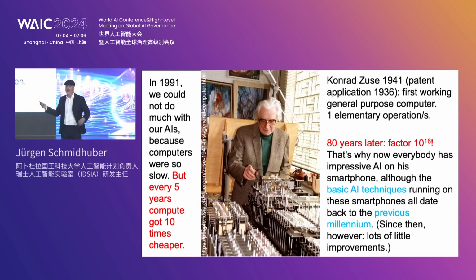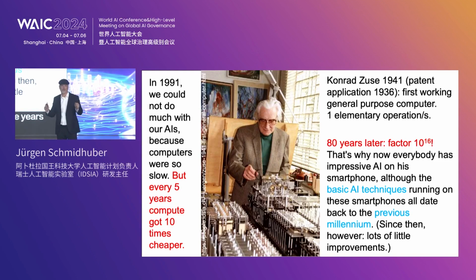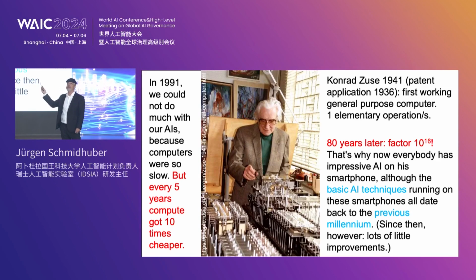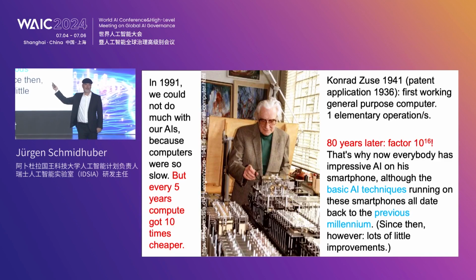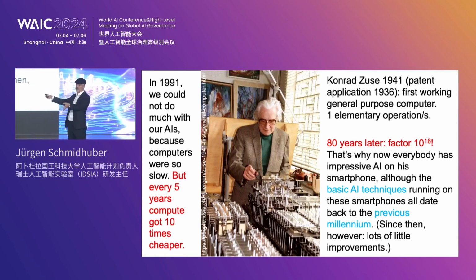The friend was a trend, and this trend basically said every 5 years, compute is getting 10 times cheaper. This trend was old when I did my diploma thesis in 1987, because it goes back to at least the year 1941, when Konrad Zuse, this guy here behind me, created the first program-controlled general-purpose computer. In Berlin, he did that. In 1936, he had the patent application. In 1941, he was finished.